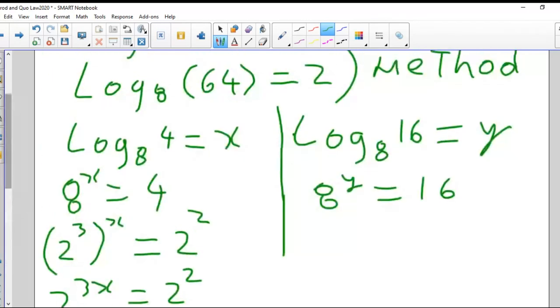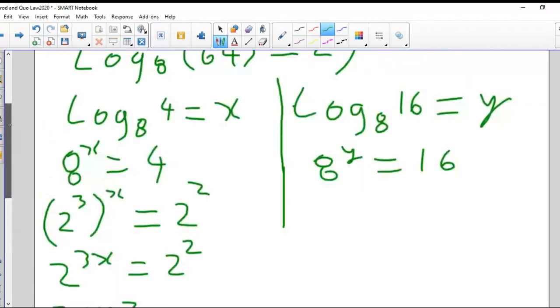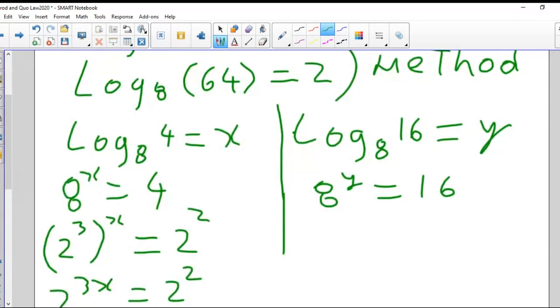When we were setting this up, we set it up that the log base 8 of 4 was equal to x, and we solved for x by going through all of these steps. So since that's what x is, the log base 8 of 4 is 2 over 3. We actually evaluated one part of this question, the log base 8 of 4, and found that to be 2 over 3. Let's go to the other side. Let's do the same thing.